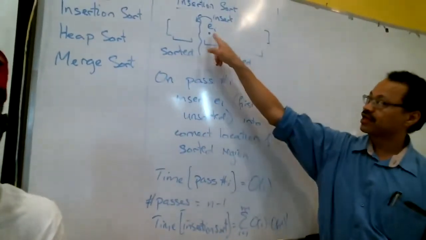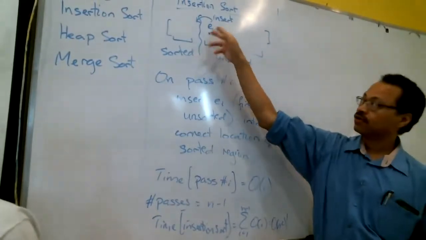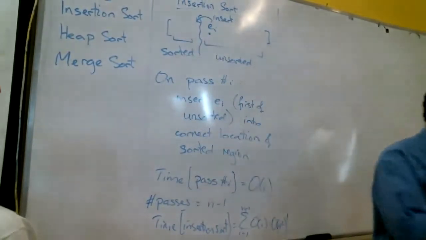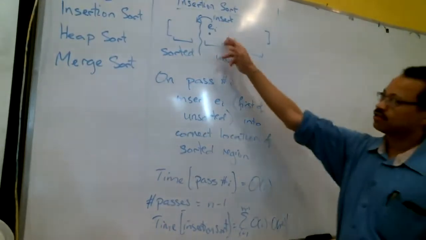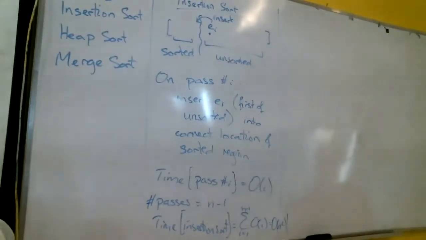If it's already sorted, then the next element that you pick up, when you do your comparison, you're not going to need to move it. And so it takes order 1 time to do that comparison and leave it alone, and you're done with that pass. You move on to the next pass to move the next element from the unsorted region over.